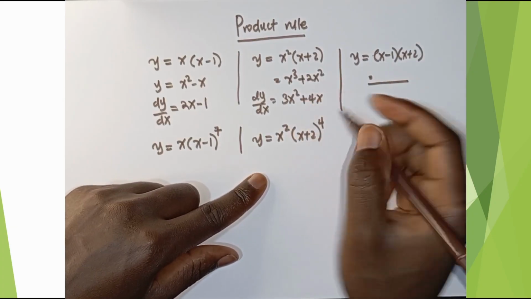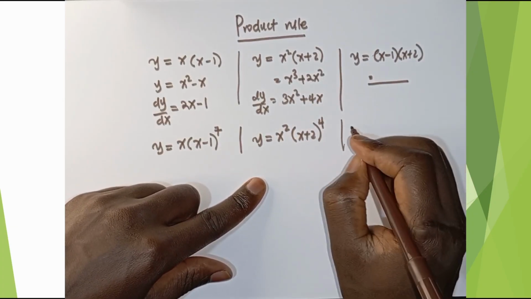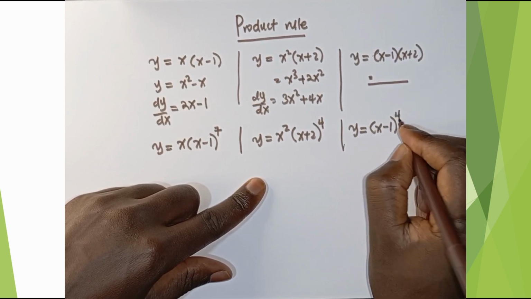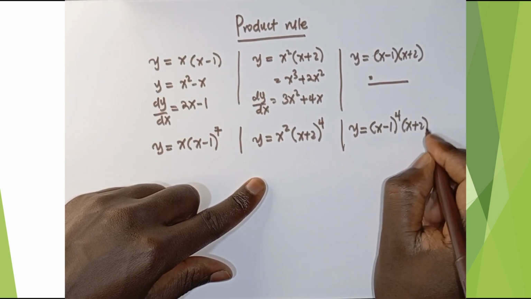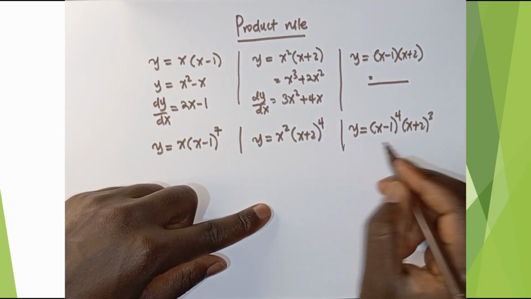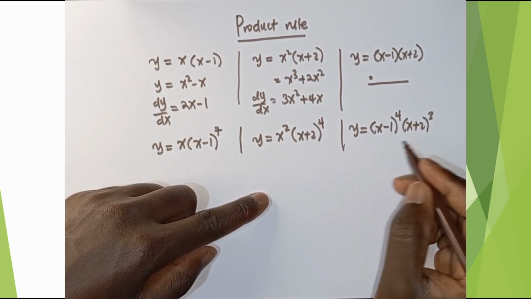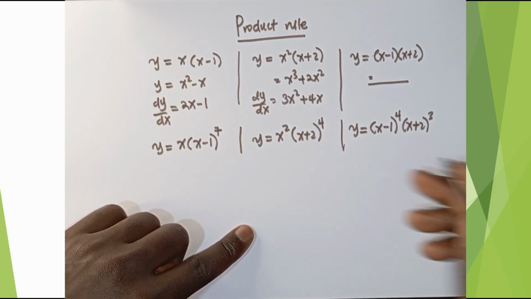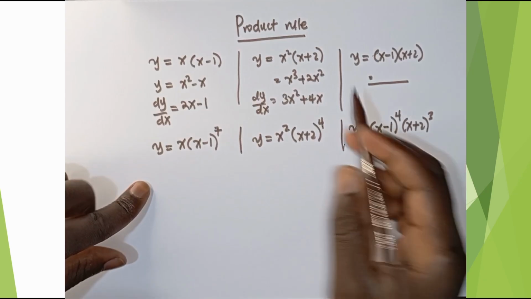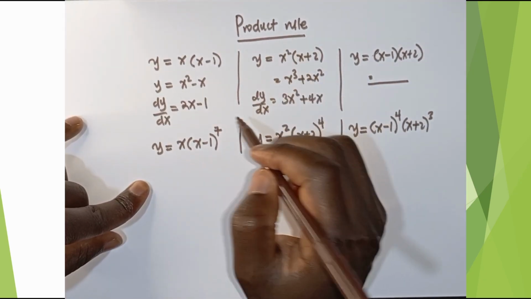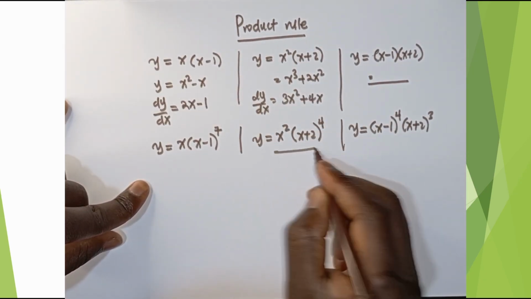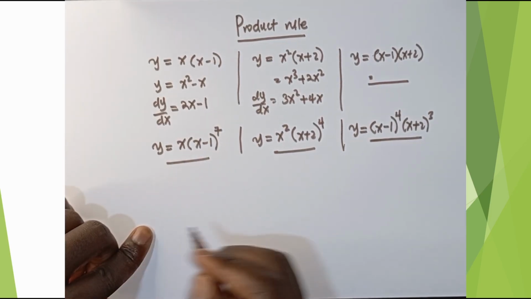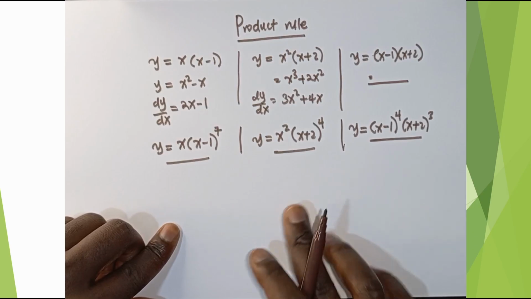Now we have changed it: x minus 1 power 4 into x plus 2 to power, for example, 3. Now this one, you can't use the normal expansion and find the derivative. That's too much work. You can use it, but that's too much work. However, this is where the product rule came into play to solve such issues. Now we are going to see the product rule, how it came into play.